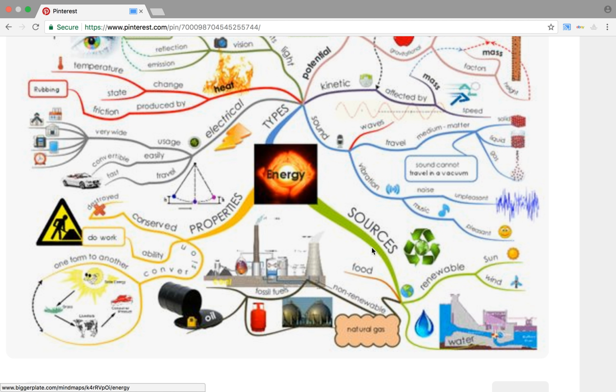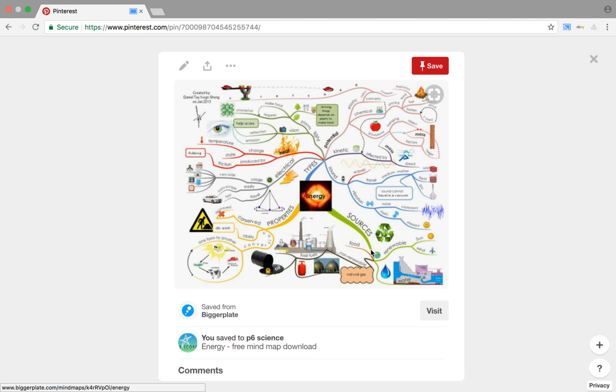Then if it's not created nor destroyed, what happens to it? It gets converted. It's always converted from one form to another. Right, so that is energy.